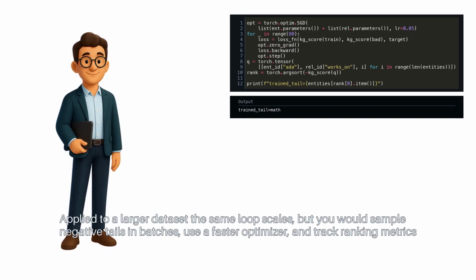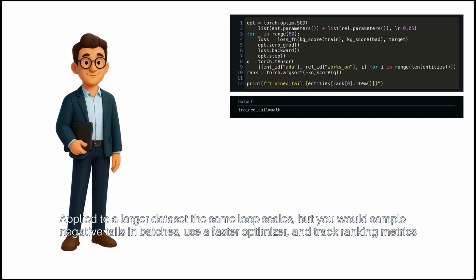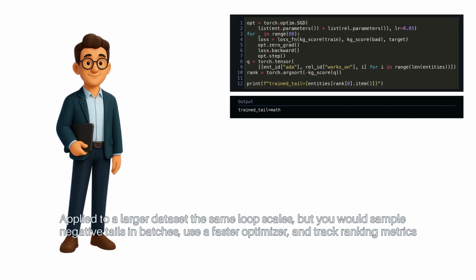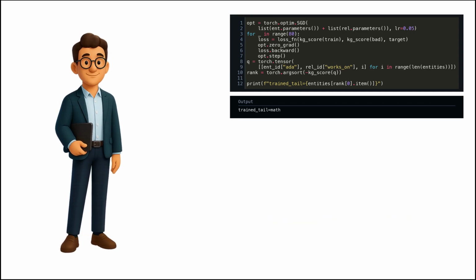Applied to a larger dataset, the same loop scales, but you would sample negative tails in batches, use a faster optimizer, and track ranking metrics over time. For bigger data, you'd also add regularization and tune embedding size and batch sizing.